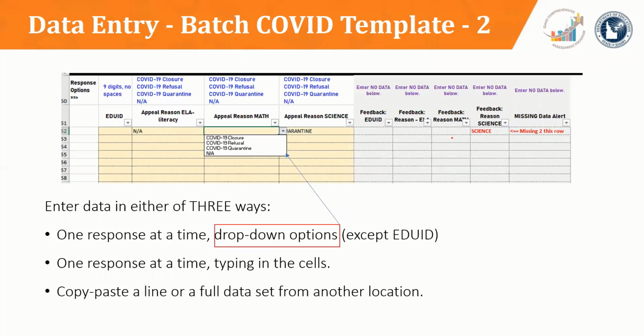You can enter the data in either of 3 ways. First, 1 response at a time, choosing from the available drop-down options in all cells, except EDUID. Second, 1 response at a time, typing your data directly into the cells. And lastly, copy and paste a line or full data set from another location.